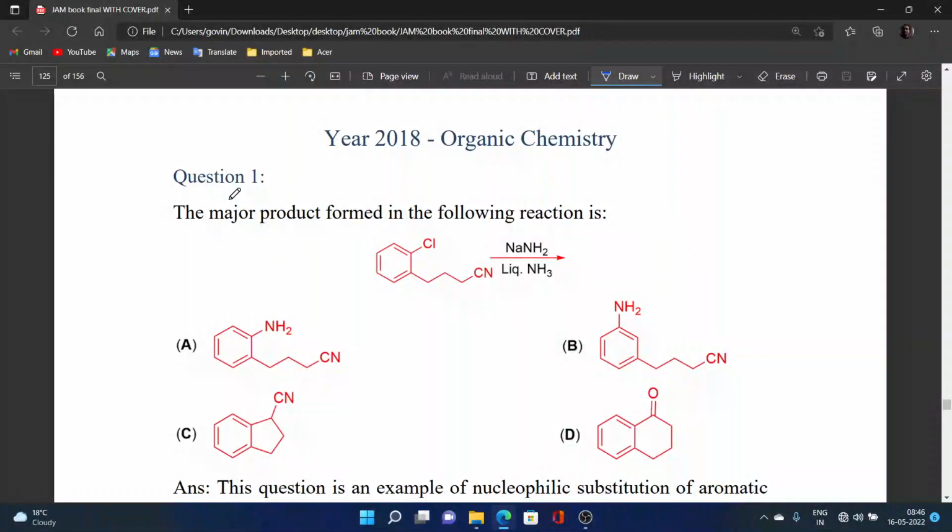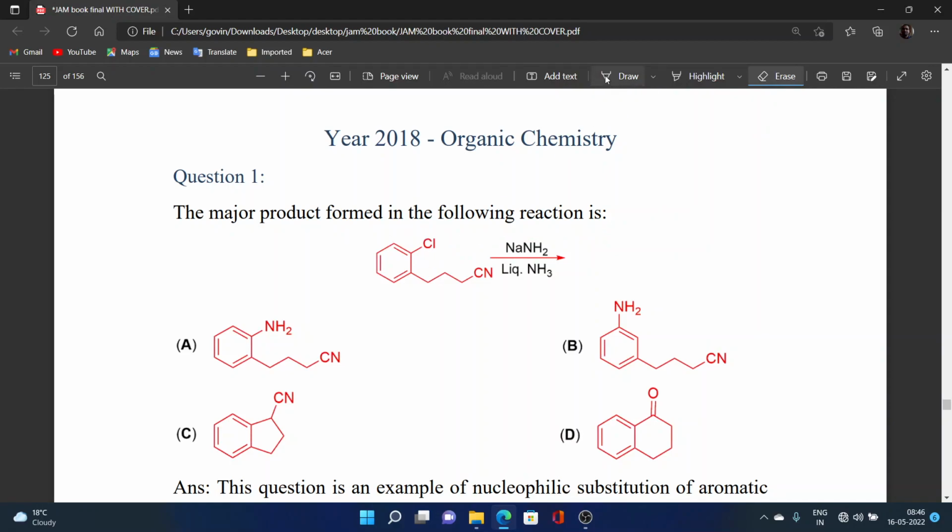Hello everyone, let's start solving the first 5 organic questions of the JAM 2018 question paper. So let's start. The first question says: the major product formed in the following reaction is. So we can see here what we have.